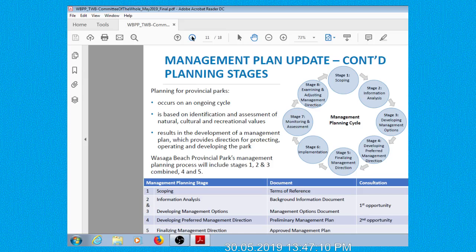And then the next opportunity will be to review the preliminary management plan. That's a little bit where the rubber hits the road. It will be what the draft policies look like. It's sometimes a little bit easier for people to understand how our proposals may or may not impact them and then be able to participate.